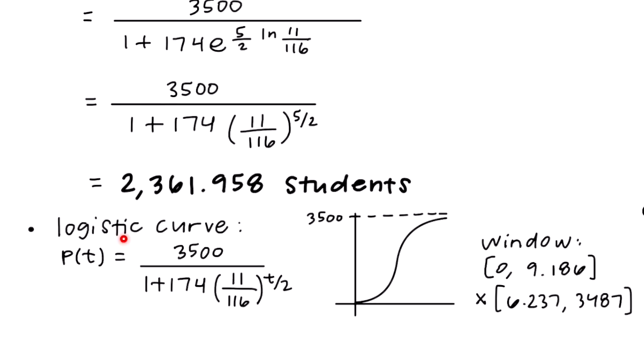And then finally, the problem says to sketch a graph of the logistic curve and state the window setting you used. So our logistic curve is P of t equals 3,500 over 1 plus 174 times the quantity 11 over 116 raised to the t over 2. So when you put this on the graphing calculator, you get a curve that looks like this. Your carrying capacity is 3,500, and then this is the window that I used. Someone else's window might look a little bit different, but you'll get this general curve.